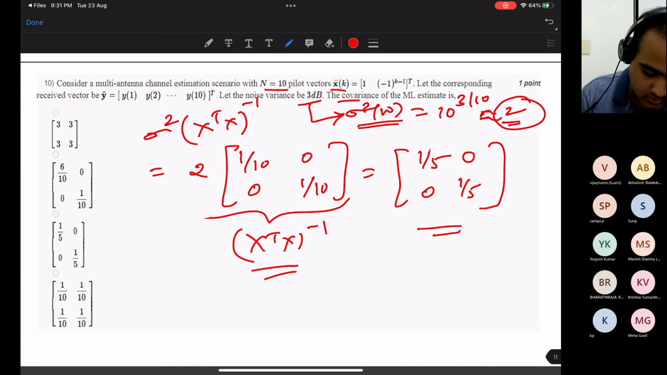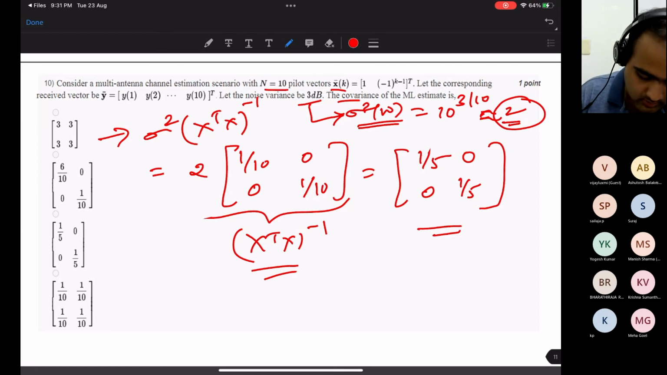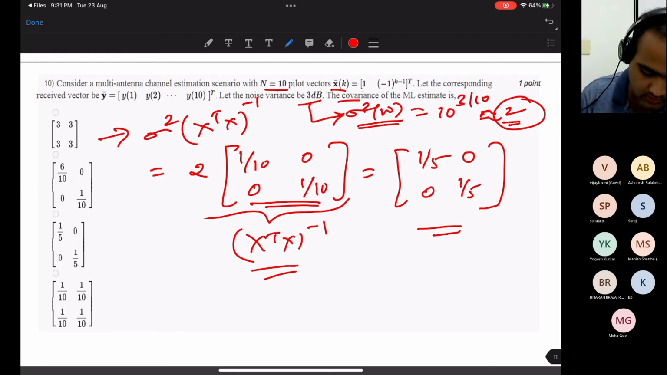Okay, so what is my formula? We have sigma square times (X transpose X) inverse, right? So we need to compute this. We derived this earlier. And what will be X transpose X inverse? X transpose X inverse comes out to be 1 by 10, 0, 0, 1 by 10. Do you need help to solve this? I believe it is straightforward, right?